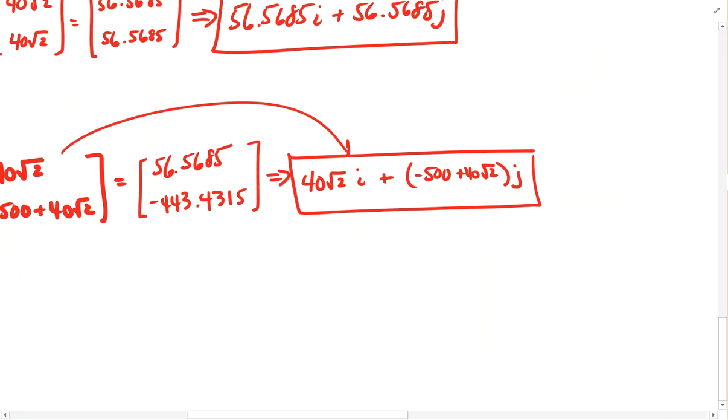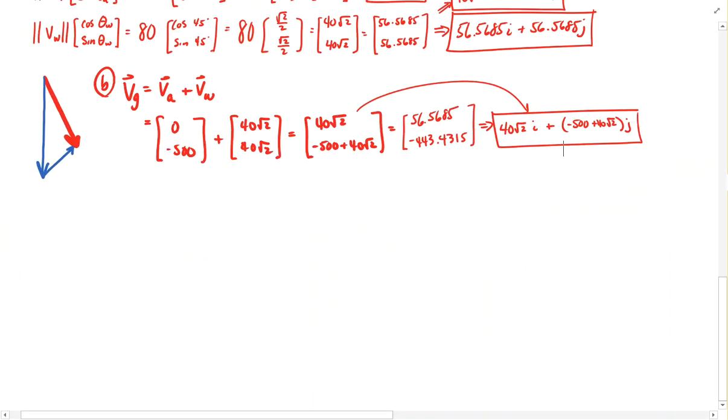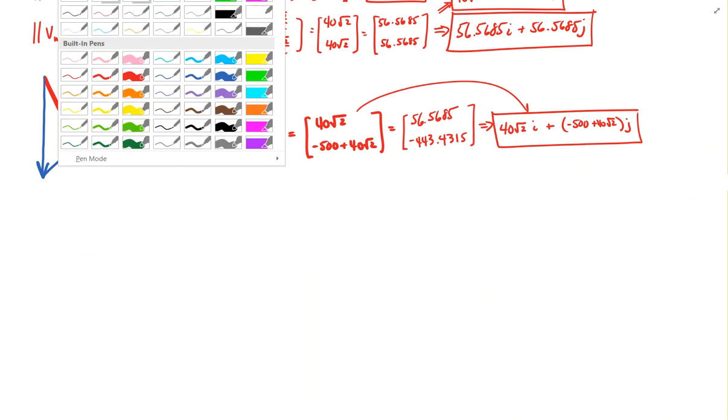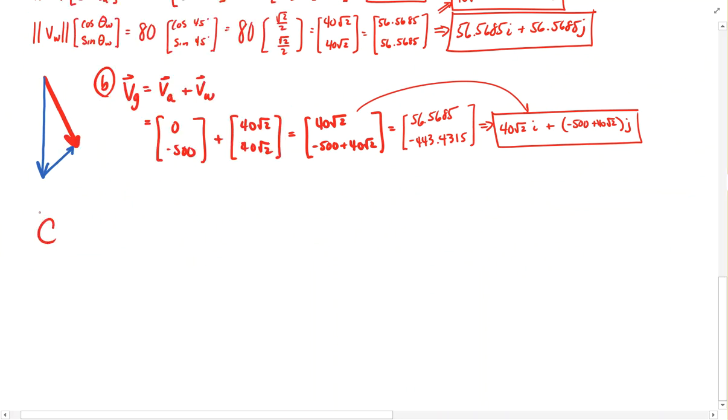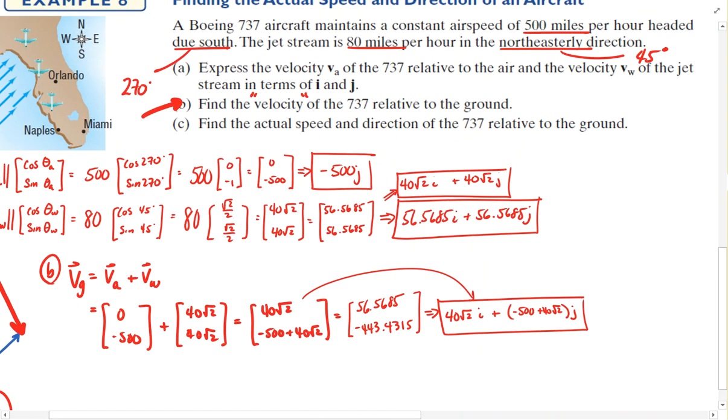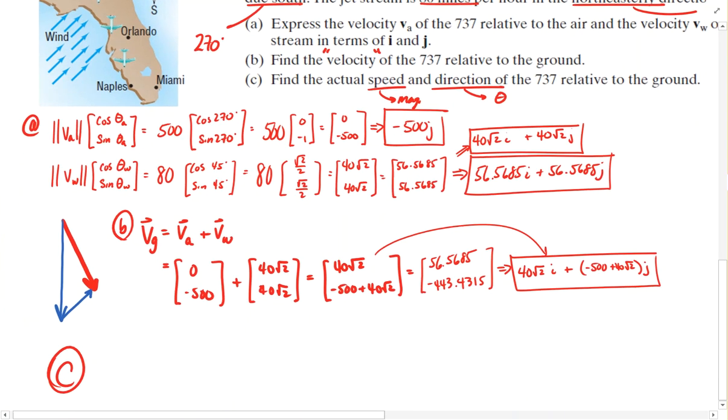Now I've extended my page a little bit to fit Part C in here. You may want to add this to another sheet of paper if you don't have enough room. But Part C is finally asking us to find the actual speed and direction of the 737 relative to the ground. So again, speed, we're talking about the magnitude, so the length of the arrow, and direction, of course, would be the angle measure of the final arrow.